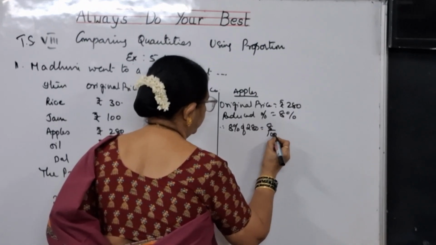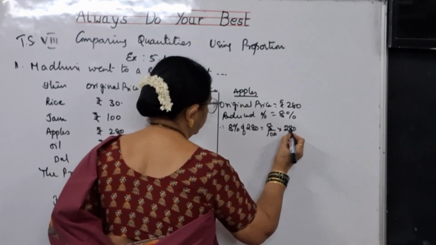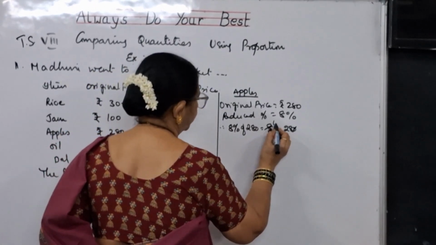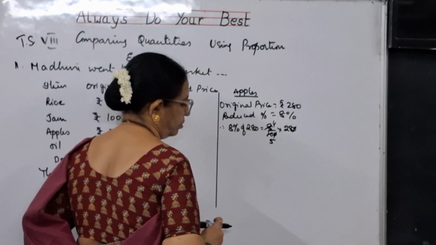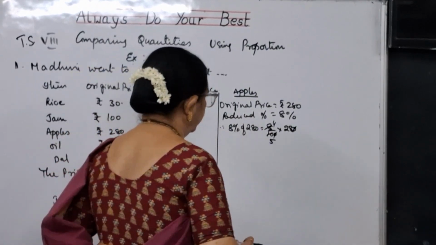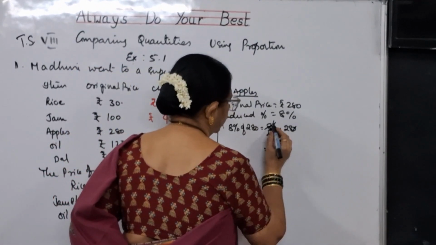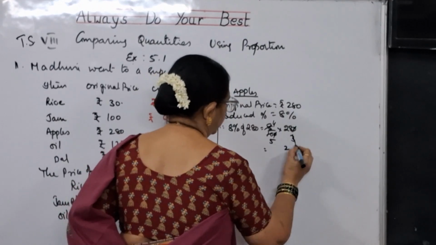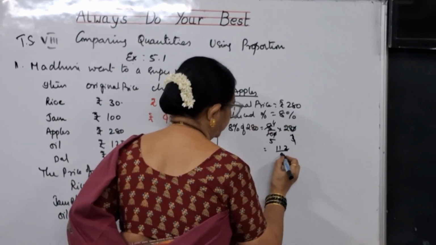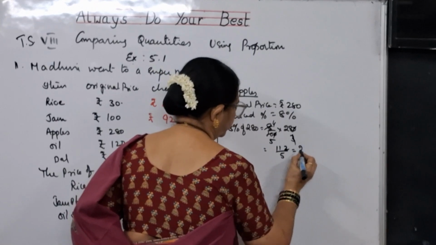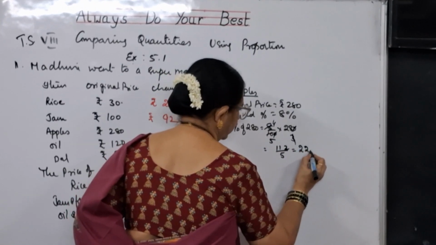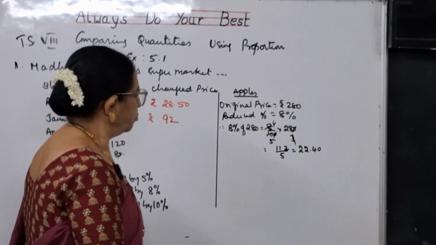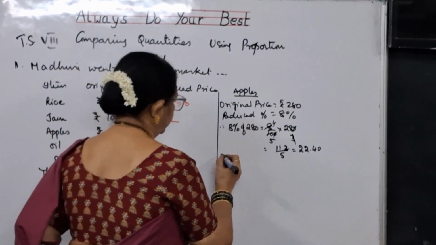8 by 100 into 280. So 0 and 0 will get cancelled. 2 4s are 8, 2 5s are 10. So you will be getting its value as 4 8s are 32, 4 2s are 8, 11, 1 1, 2 by 5, that is 5 2s are 10, 5 4s are 20, 22 rupees 40 paisa. So what is the reduced amount?